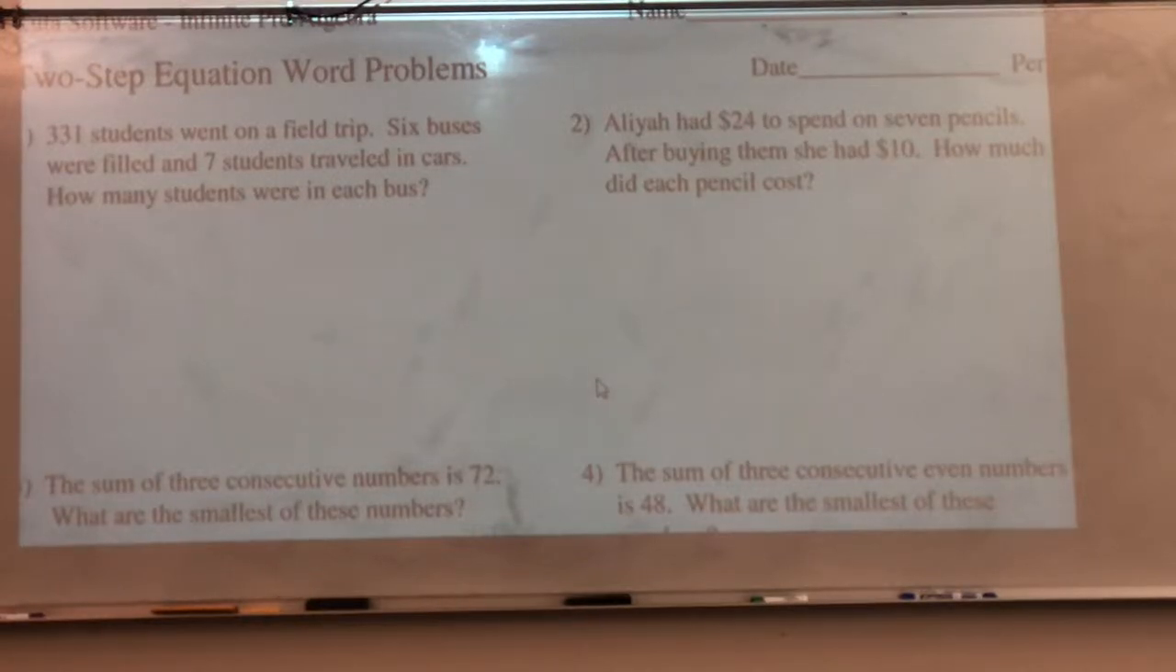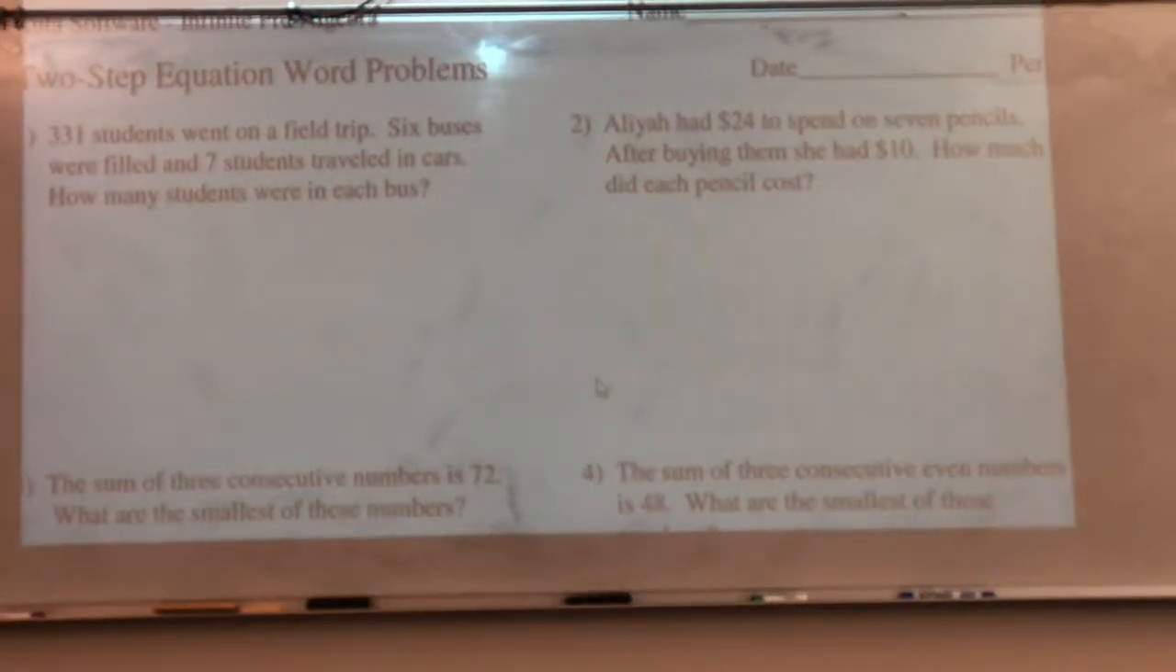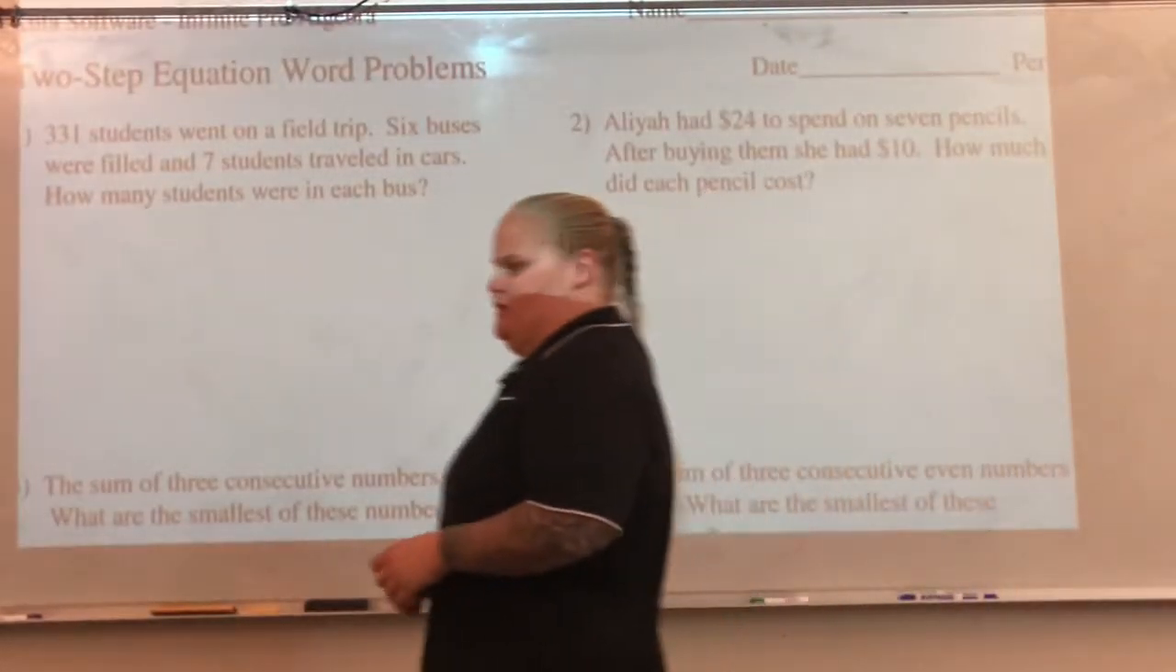All right, let's take a look at how to solve a few types of two-step equation word problems. So the first problem we're going to take a look at is: 331 students went on a field trip. 6 buses were filled and 7 students traveled in cars. How many students were in each bus?